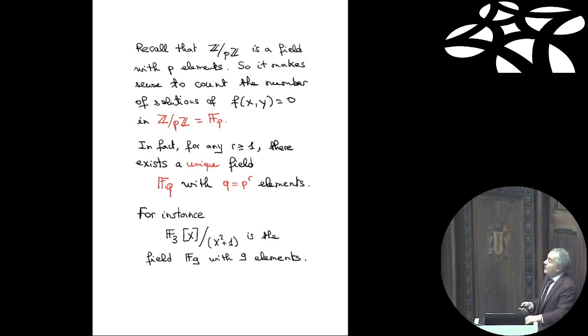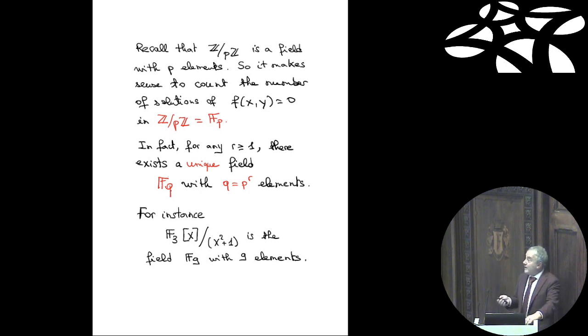So a very simple example is this field. You take a polynomial in one variable with coefficients in the field with 3 elements, and you take the quotient by this polynomial, x squared plus 1. I hope what I wrote is correct. It's an irreducible polynomial in this field. And so the quotient is a field, and it has 9 elements.